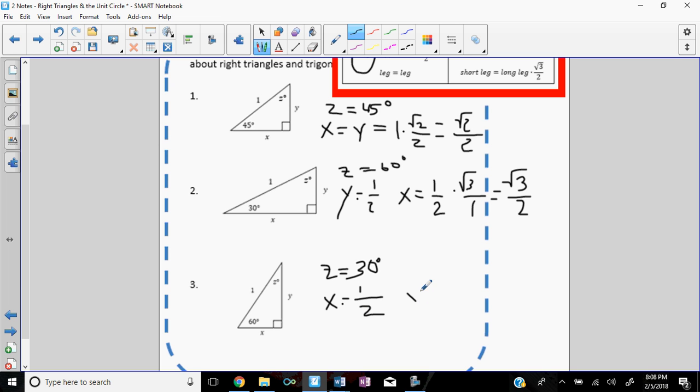And y, just like we saw above, if I multiply 1/2 times the square root of 3, I'm going to get the square root of 3 over 2. And these relationships are really important because what you'll notice is that for a 30, 60, 90 degree triangle, the 1/2 and the square root of 3 always go together. And for the 45 degree angles, the square root of 2 over 2 is going to be the same for both legs.